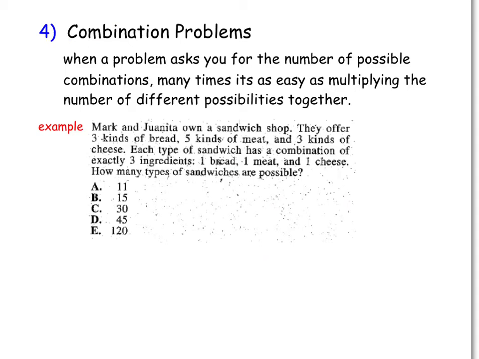So looking at this one, it says Marco and Anita own a sandwich shop. They offer 3 kinds of bread, 5 kinds of meat, and 3 kinds of cheese. Each type of sandwich has a combination of exactly 3 ingredients, 1 bread, 1 meat, and 1 cheese. How many types of sandwich are possible? So you simply just multiply. You've got 3 kinds of bread, 5 kinds of meat, and 3 kinds of cheese. Looking at these problems, it's just good to review this. 3 times 5 times 3, there would be 45 possible sandwiches. So your answer to this one is D, 45.